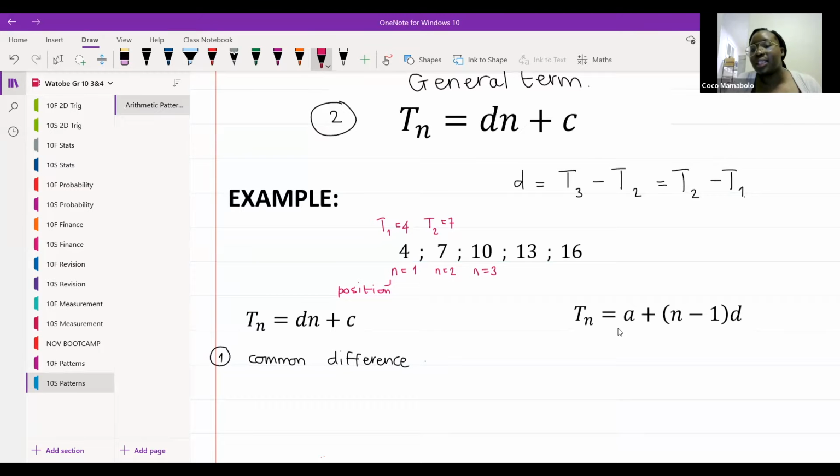Good. N is equal to 3. What does that tell me? That means that T3 is equal to what? 10. Correct. I heard that. Somebody said 10. Beautiful. T3 is equal to 10.